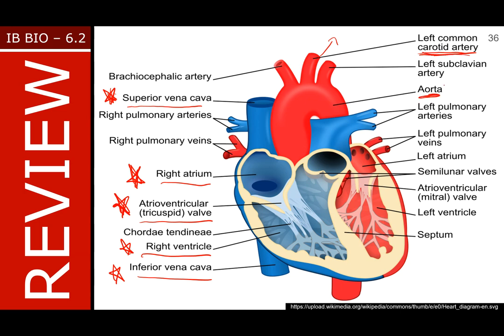You need to know the aorta. That's a big one. You need to know the pulmonary arteries. You need to know the pulmonary veins. You need to know the left atrium. You need to know the semilunar valves. You need to know the atrioventricular, the mitral valve, and you need to know the ventricle.